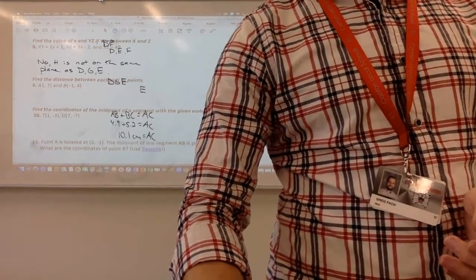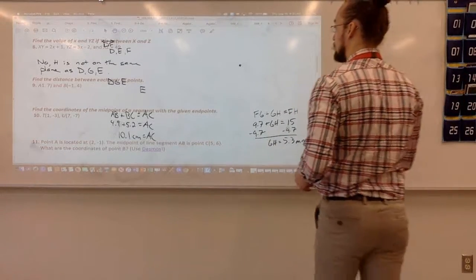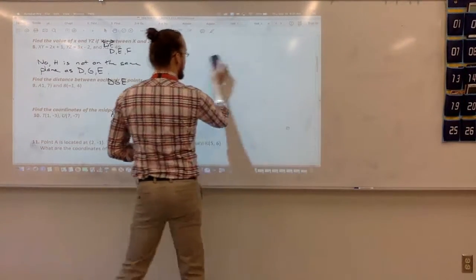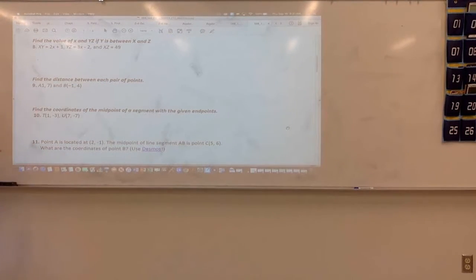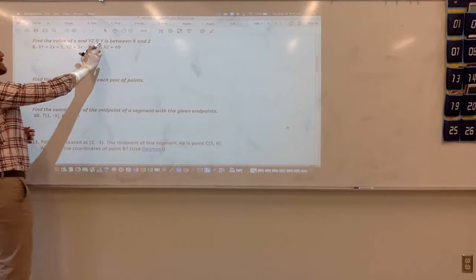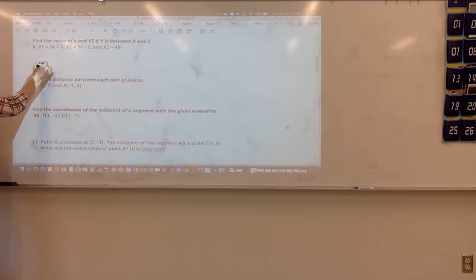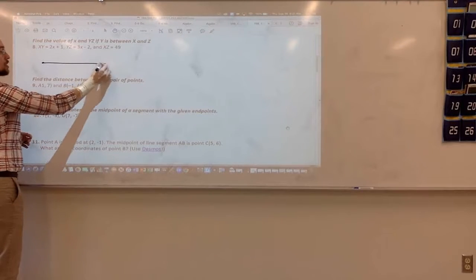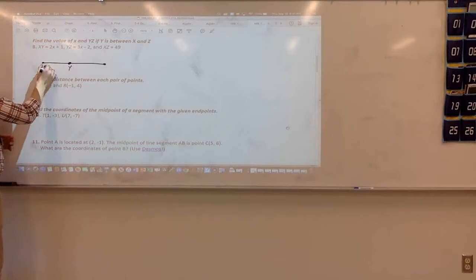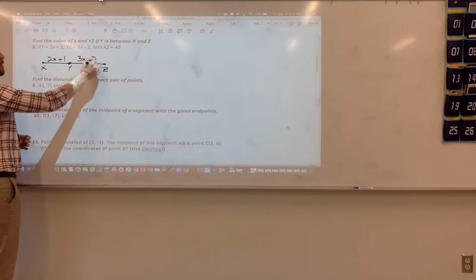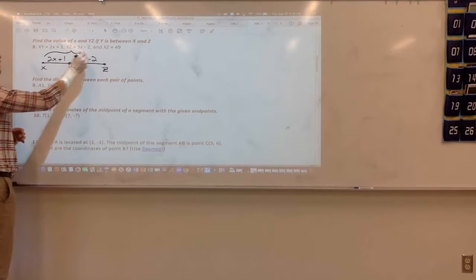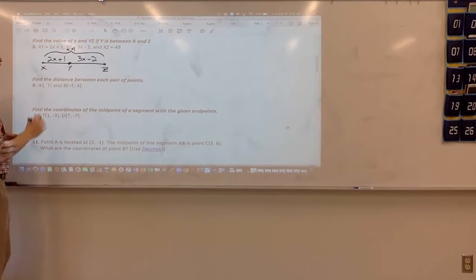All right, so then number 8 is pretty similar to numbers 6 and 7. We just don't have a diagram. So we have to start by drawing our diagram to model this situation. So what I'm told is that y is between x and z. So I'm going to have some line where I've got point y in between x and z. Then I'm given expressions for these pieces, right? xy is 2x plus 1, yz is 3x minus 2, and then the whole thing, xz, is 49.